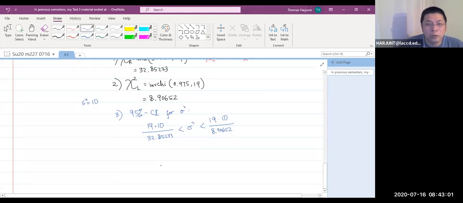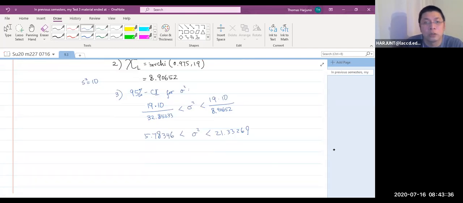Now whatever the number you get, let me just use my calculator. 190 divided by 32.85223. So I get 5.7834 less than sigma squared less than 190 divided by 8.90652, which is 21.33269. Now when I do the confidence interval for population standard deviation, I always do the declaration first before you even start the formula.